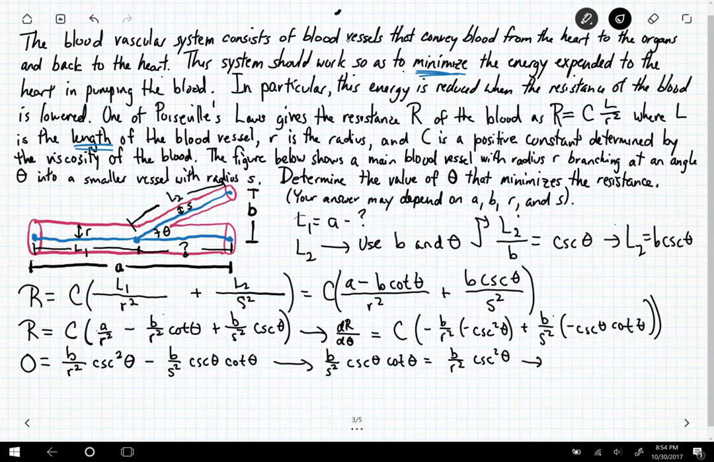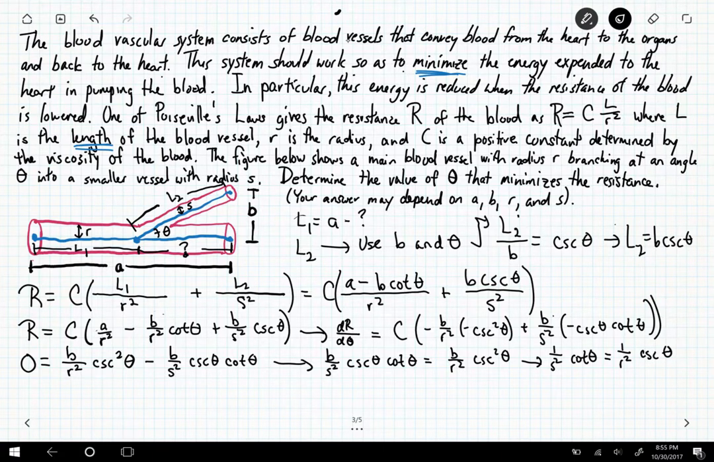When you divide both sides by b, notice the b on the left-hand side is gone, so you're left with 1 over s squared. And we talked about dividing both sides by cosecant theta, so you're left with 1 over s squared cotangent theta. And that should equal, divided both sides by b, so the b is gone, so you're left with 1 over r squared. And then we divided both sides by cosecant theta, so one of those terms crosses out, and we're left with just 1 cosecant theta there.